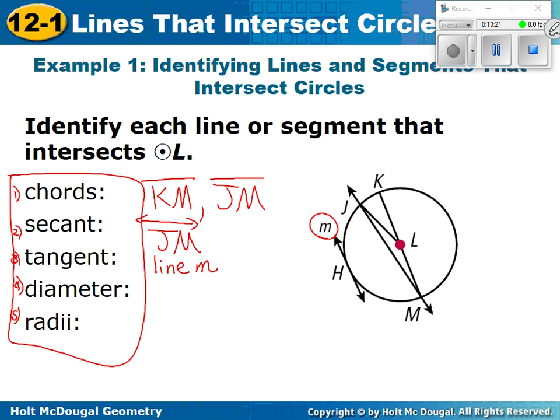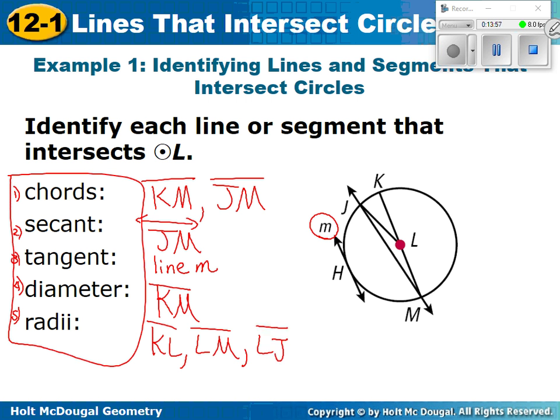All right, diameter. Ethan, what's the diameter? KM. And notice that KM is in 2 places. Every diameter is also a chord, but is every chord a diameter? No. All right, radius. Give me a radius, David. KL. Give me another one, Sean. LM. And there should be one more, Nicholas. LJ.